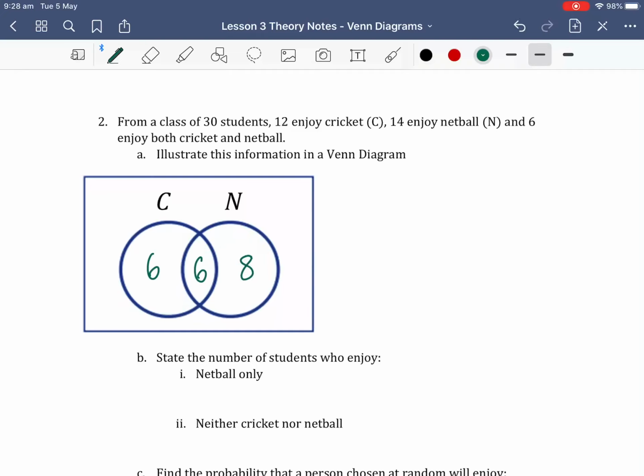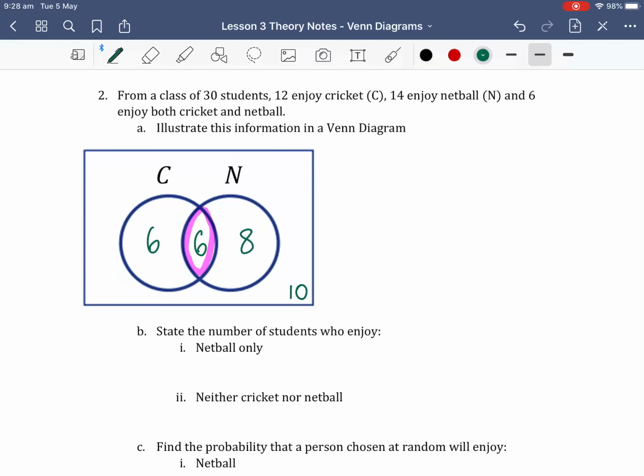So the reason being this is because these 6 in the middle here, they enjoy both cricket and netball, but they're also counted in the 14 that enjoy netball and the 12 that enjoy cricket. So then you're thinking 6 plus 6 plus 8, that's only 20. We have 30 students. So what about the other 10? So the other 10 must like neither. So we write them out on the side and in one of the bottom corners, and that just means that they like neither cricket or netball.